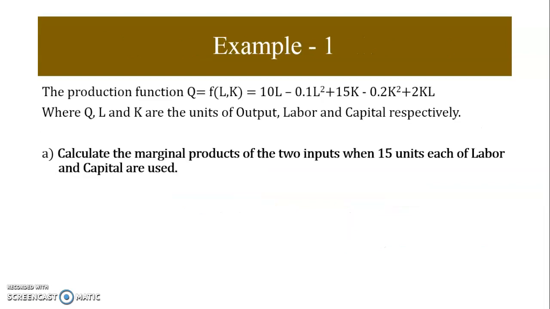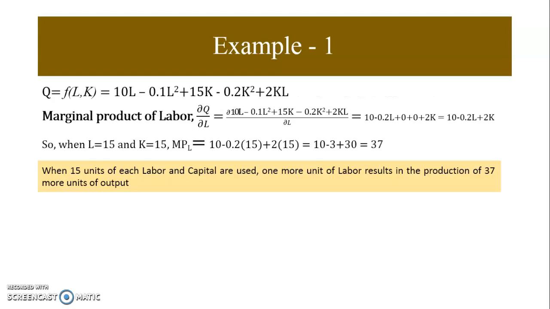So suppose this is our first question where your quantity of output is given and you have been asked to calculate the marginal products of the two inputs when 15 units each of labor and capital are used. So we are asked to calculate the marginal product of both the inputs. So we have written our original output level, then we have calculated the marginal product of labor, which is the partial derivative of output with respect to L by keeping K as constant.